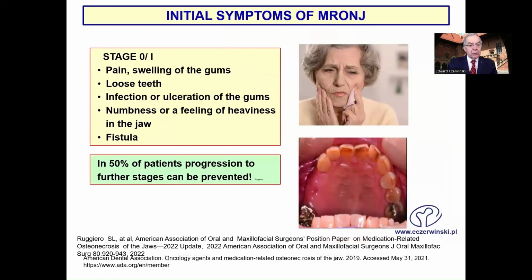The symptoms which we should tell our patient, in either stage 0 or 1, that something is going on in the mouth, mean pain, swelling, loose teeth, infection, ulceration of the gums, numbness, or fistula. The good news is that 50% of those cases do not progress to further stages and can be prevented. And we have just the swelling here. So our advice to the patient who is in our care: anything you notice in your mouth, go to your dentist and tell him, and he will know what to do.